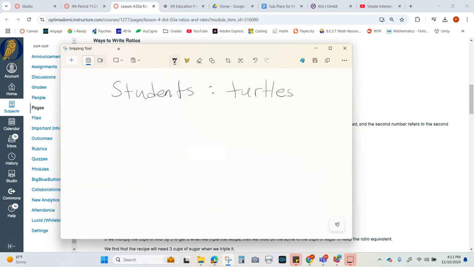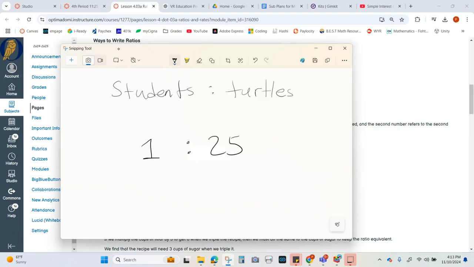They have a class pet. It's a turtle. It's super cool. Wish we had a pet turtle in our class, but sadly we do not. Okay, I'll stop crying.